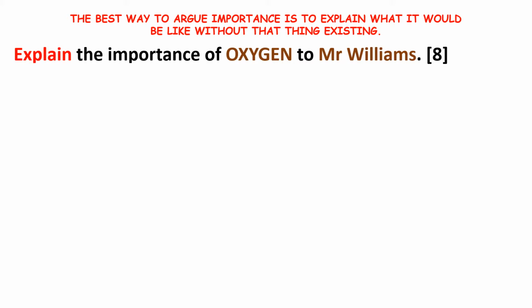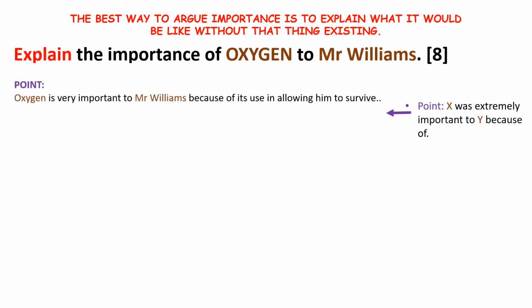So I'm going to use the example of oxygen to Mr. Williams. Explain the importance of oxygen to Mr. Williams. Whilst this has got nothing to do with the American West, hopefully it will demonstrate the method I'm going to use. I'm going to think of one reason as to why oxygen is important to me. What point am I going to give? My point is that oxygen is very important to Mr. Williams because of its use in allowing him to survive. That's one reason as to why it was important.